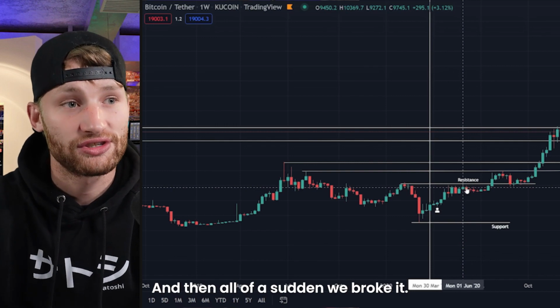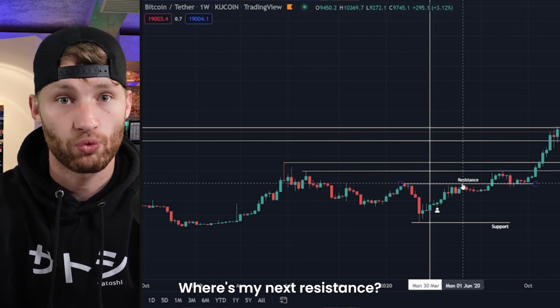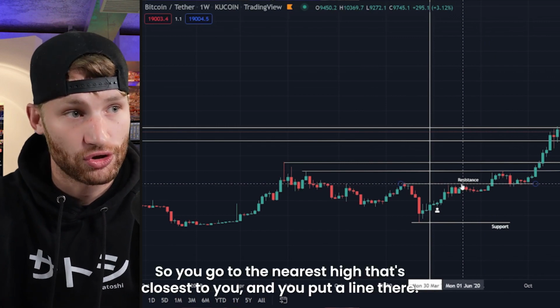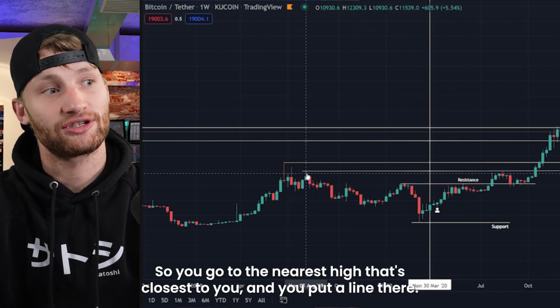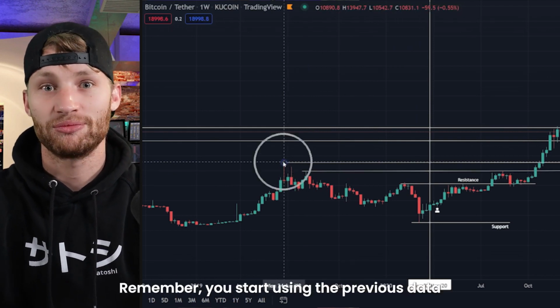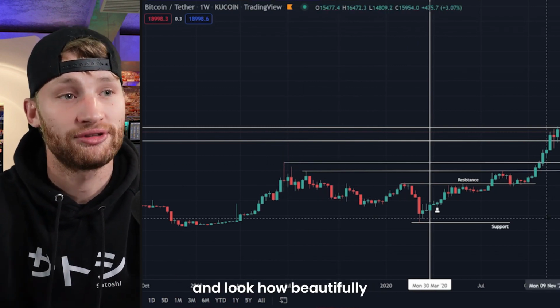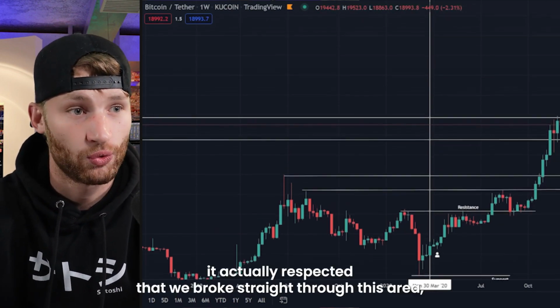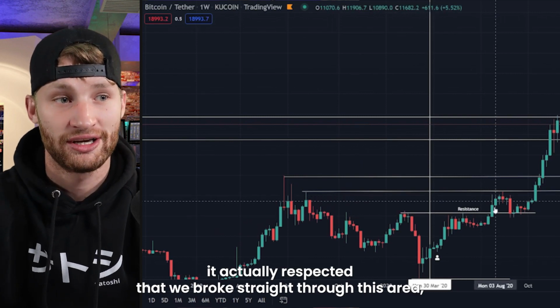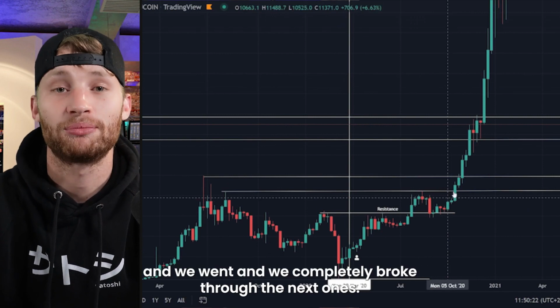And then all of a sudden we broke it. And now you want to know resistance here. Where's my next resistance? So you go to the nearest high that's closest to you and you put a line there. Then you go put the next line. Remember, you start using the previous data to start matching your points. And look how beautifully it actually respected that.